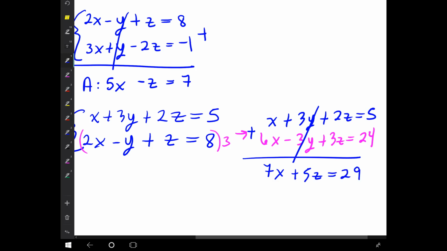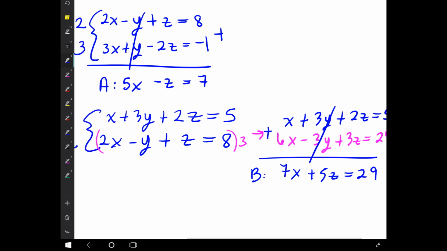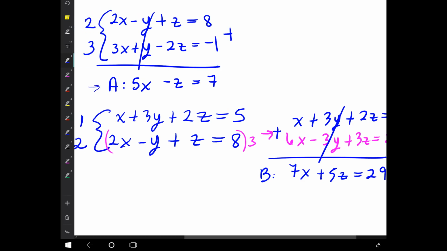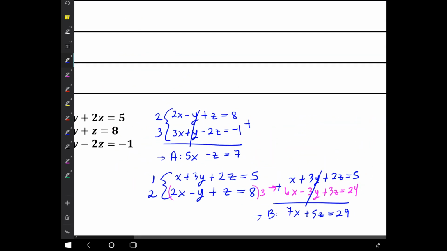What do you think I'm going to have you call this equation? B. Why was it so important that we had to eliminate y? Because now we have equation A and B with the same variables. Can we use A and B to solve for x and z? Yeah. But let's write down what we did in step 2.